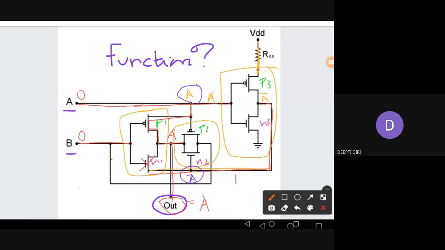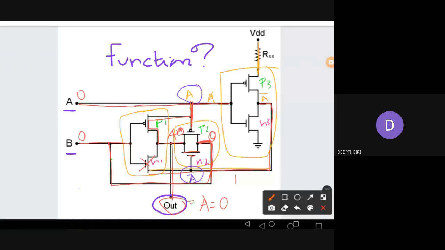So if you analyze this way also, the B, 0, is also going here. And what about this PMOS, P2? A is 0, so the PMOS is on, right? You can see this PMOS is on. So B is 0 going also. And this N2 is also on because A bar is 1. So this is also on. So 0 is also going to the output. So A equal to 0 and B equal to 0, output is nothing but 0.